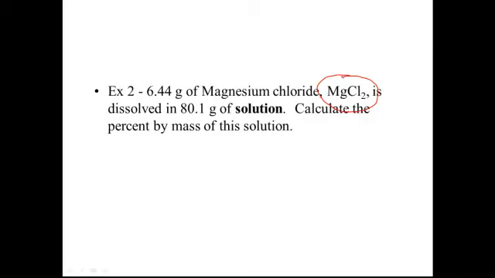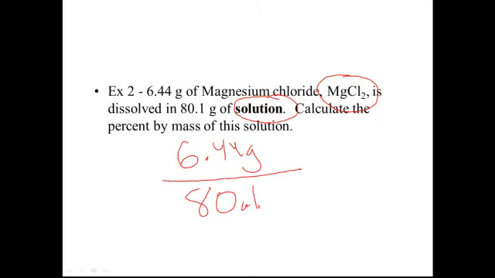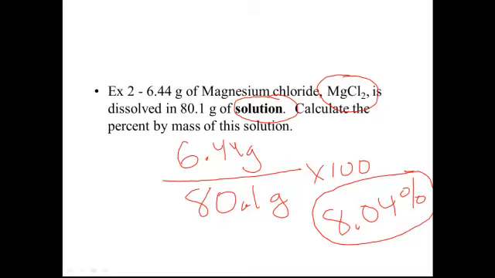6.44 grams of magnesium chloride is dissolved in 80.1 grams of solution. So again, notice on this one that I changed it and I said solution. So to solve this one we just take 6.44 grams and divide it only by the 80.1 grams of the solution. And remember, whenever I say solution, it means that I'm including the 6.44 as part of my problem. So 6.44 divided by 80.1 multiplied by 100 again equals 8.04%.